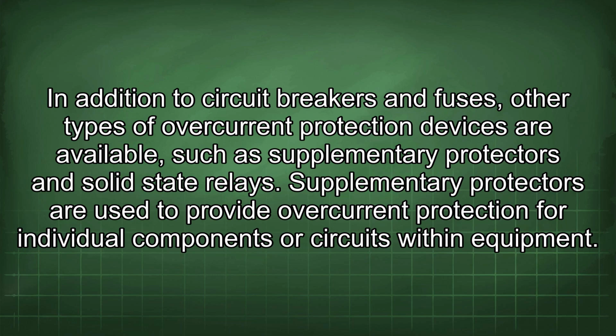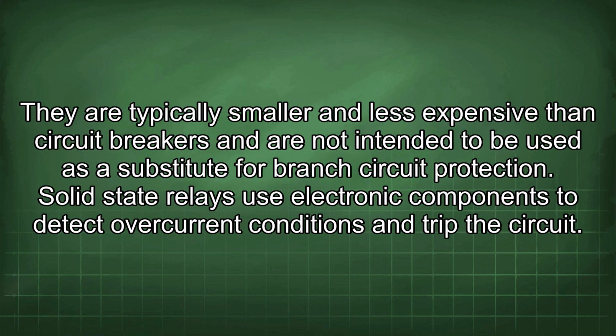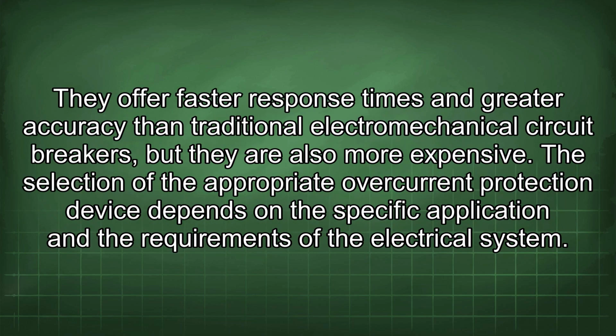In addition to circuit breakers and fuses, other types of overcurrent protection devices are available, such as supplementary protectors and solid-state relays. Supplementary protectors are used to provide overcurrent protection for individual components or circuits within equipment. They are typically smaller and less expensive than circuit breakers and are not intended to be used as a substitute for branch circuit protection. Solid-state relays use electronic components to detect overcurrent conditions and trip the circuit. They offer faster response times and greater accuracy than traditional electromechanical circuit breakers, but they are also more expensive.